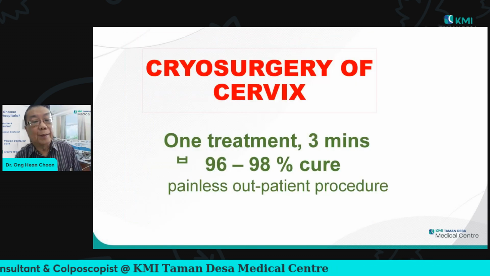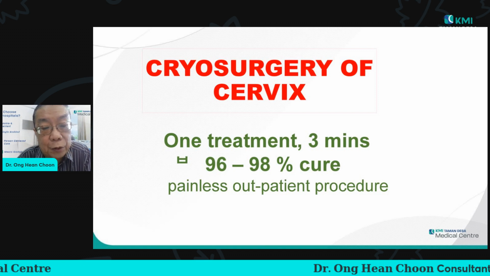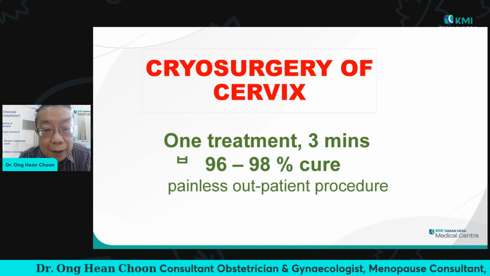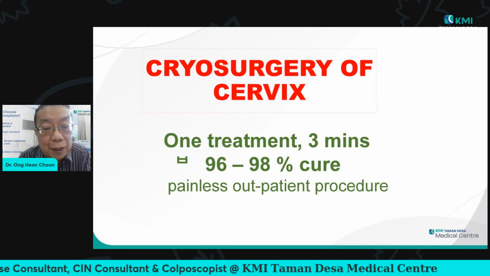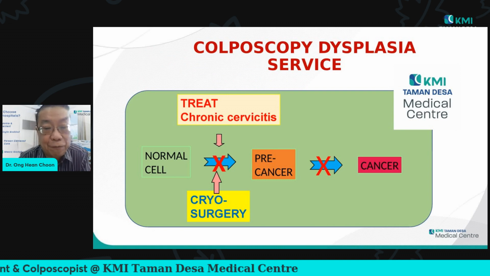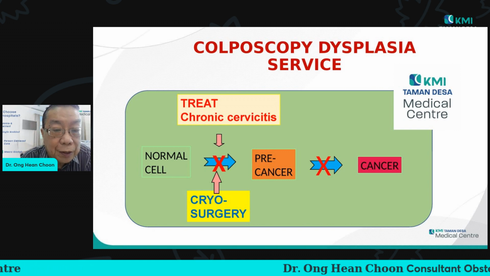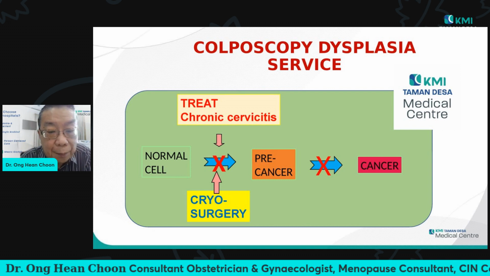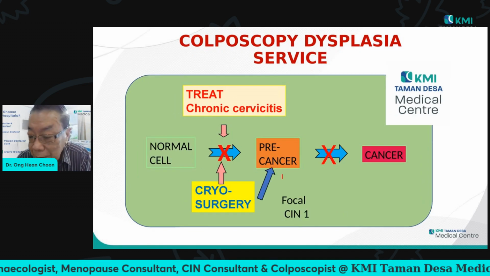Now, in my experience, one treatment of 3 minutes gives you up to 98% cure rate. And the important thing is that this is a painless outpatient procedure. It only takes less than 5 minutes, and the chronic cervicitis can be taken care of. And as I said, up to 98% cure rate. Therefore, in my opinion, based on my experience, if you can treat chronic cervicitis with cryosurgery, then you can break the chain, and therefore the patient does not get precancer and she doesn't develop into cancer. So think about it. This is another option available to women.